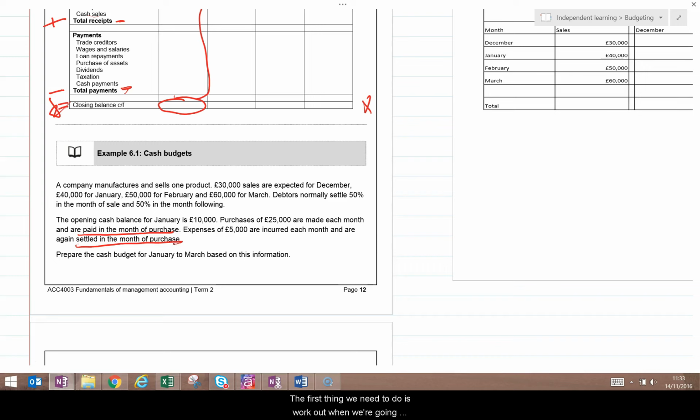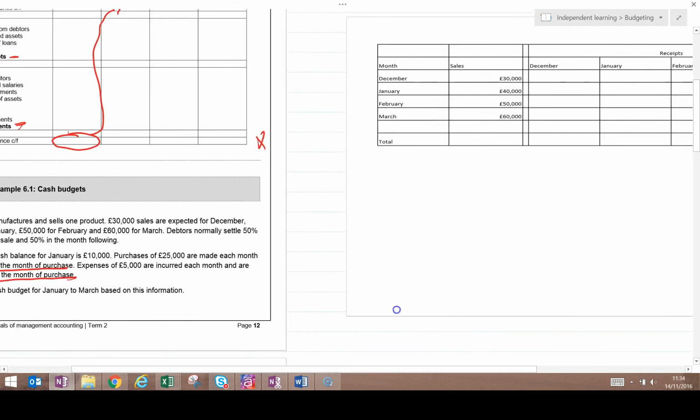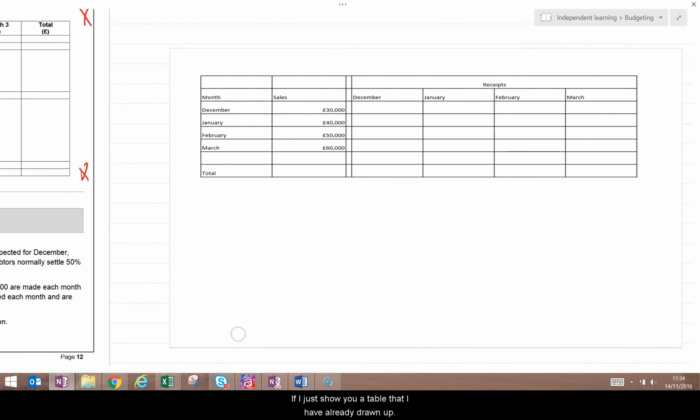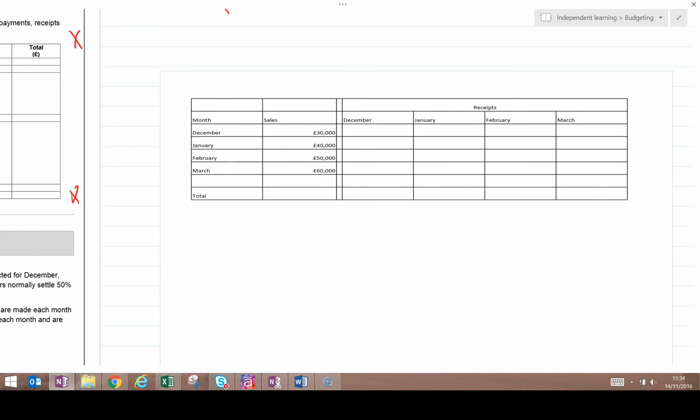So the first thing we need to do is work out when we're going to receive the money from our debtors. And the best way to do this is to draw up a table. Now I suggest that for every question you take this approach. So if I just show you a table that I already have drawn up.